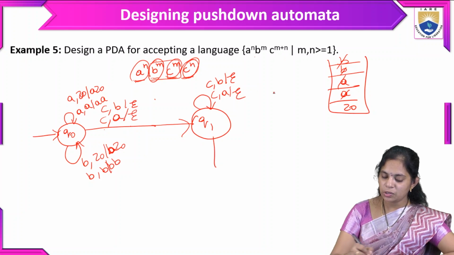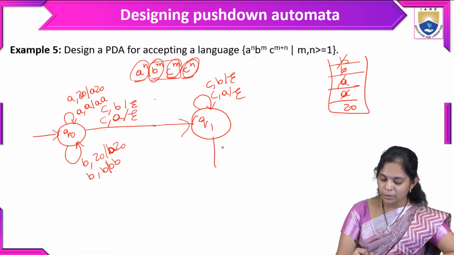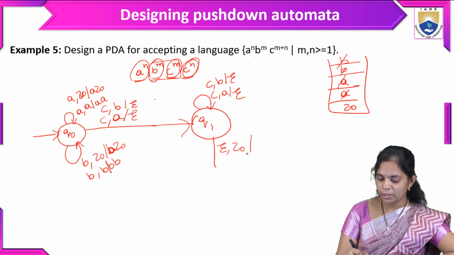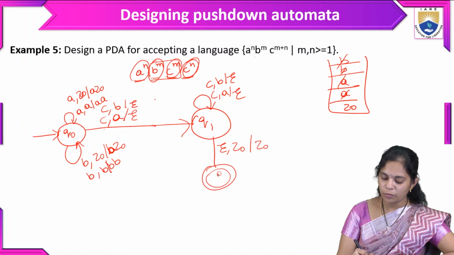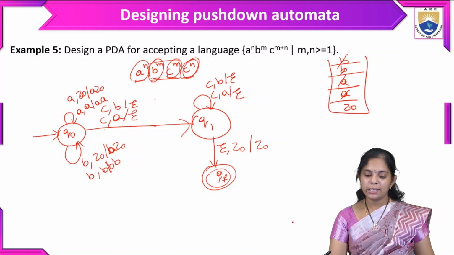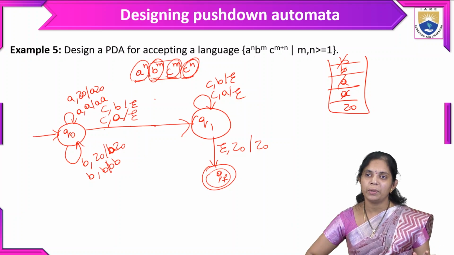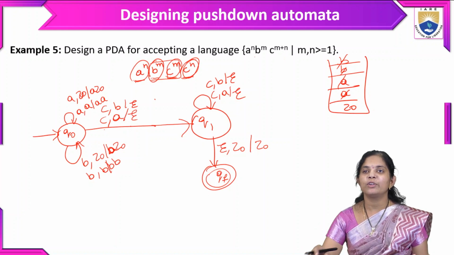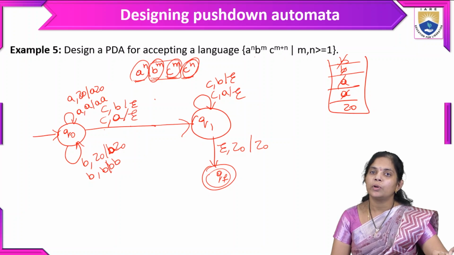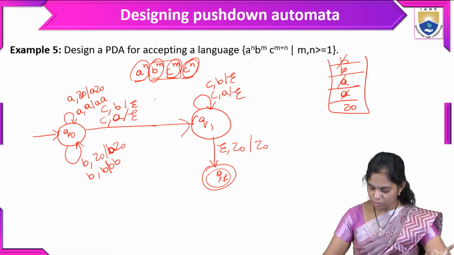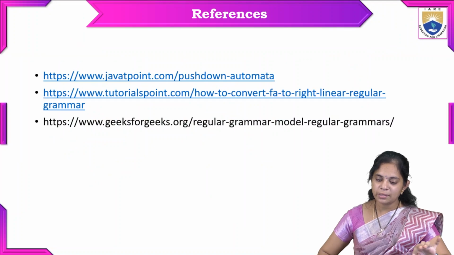And here after finishing all the input string, we reached the empty string, and the top of the stack symbol is Z0, and we need to replace it with Z0 only, and we need to go for the final state, that is QF. So these are the examples of pushdown automata. How to design this kind of context-free languages, how to design the pushdown automata, we have seen in this video. So these are the references.